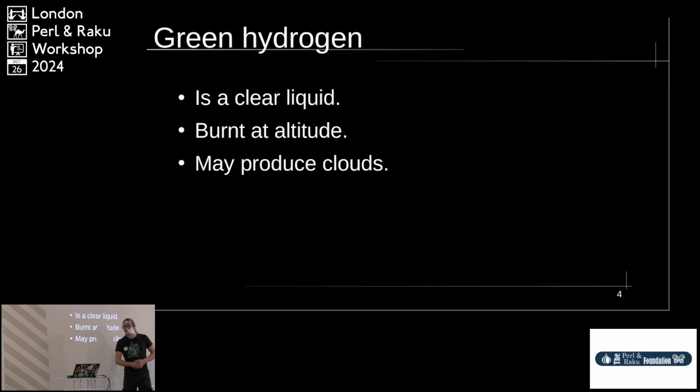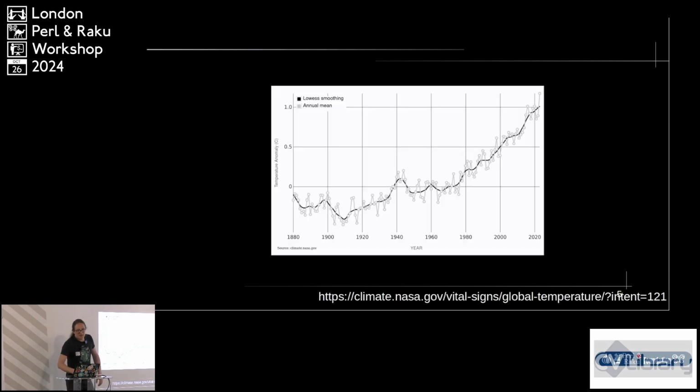Sorry. Yes. So we then get this clear liquid. We then burn it at altitude, which makes lots of steam, which of course reflects heat back down again, and also lots of nitrogen oxides as well. So we should probably look at this very briefly before we get onto the cloud. And this is the cloud in action.